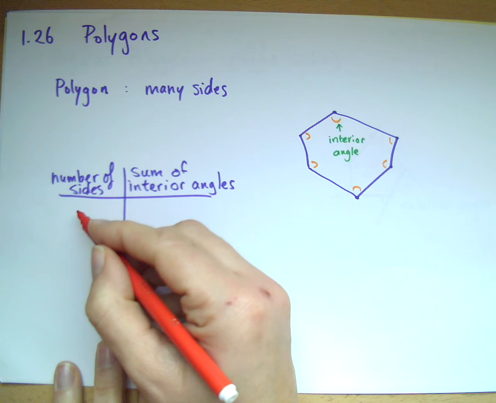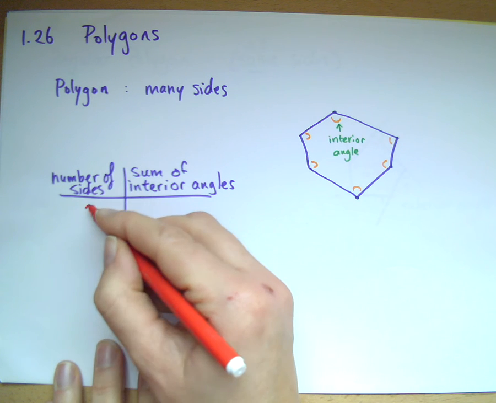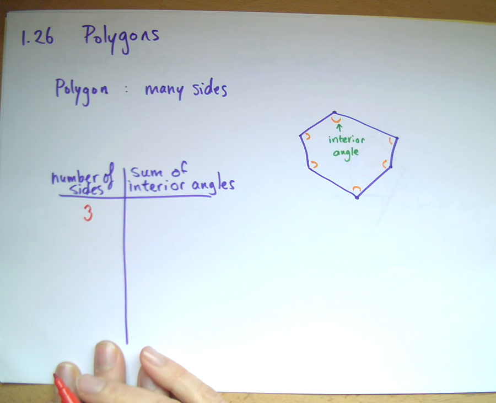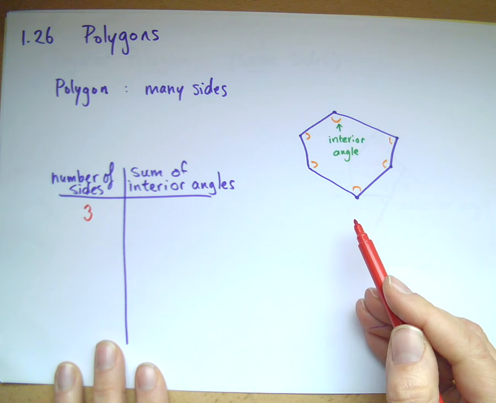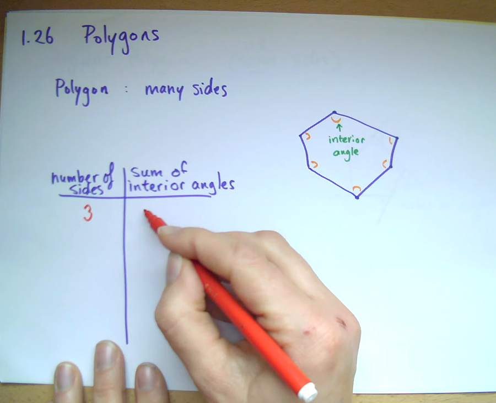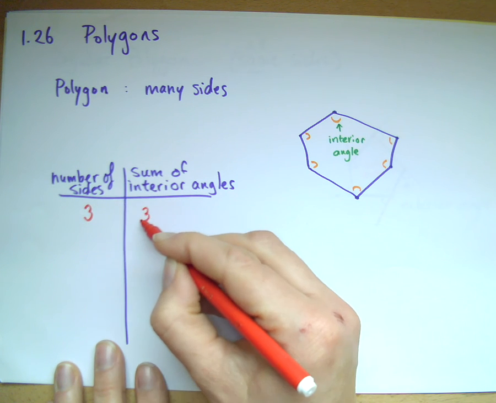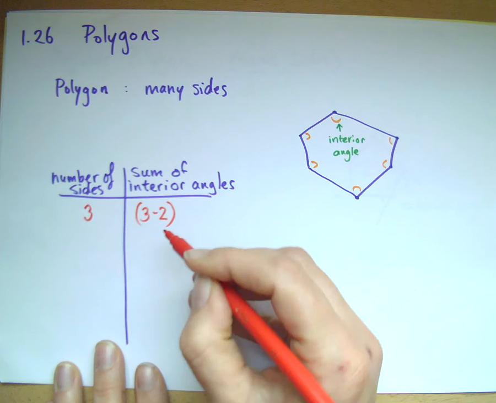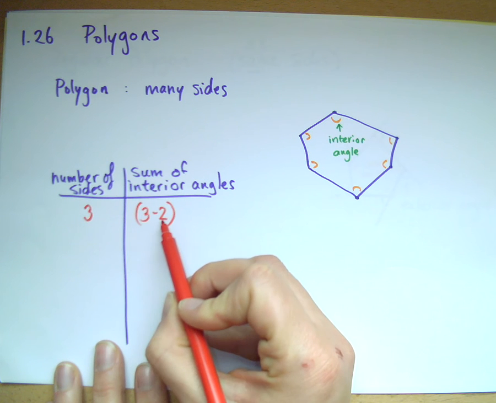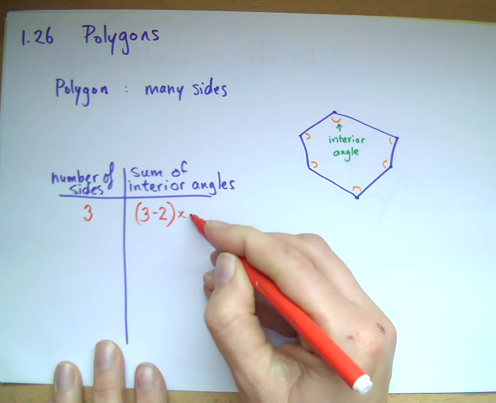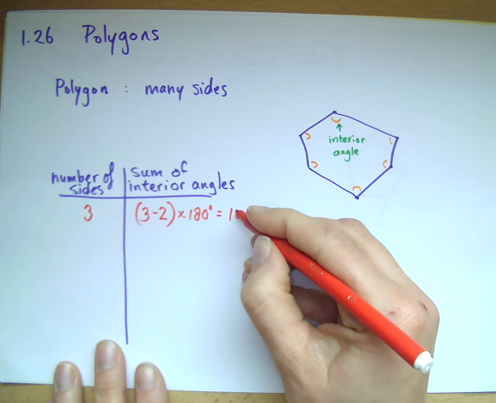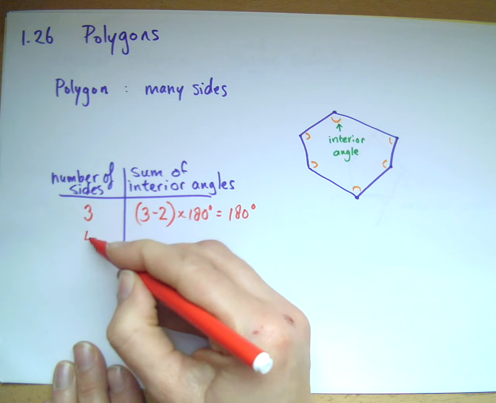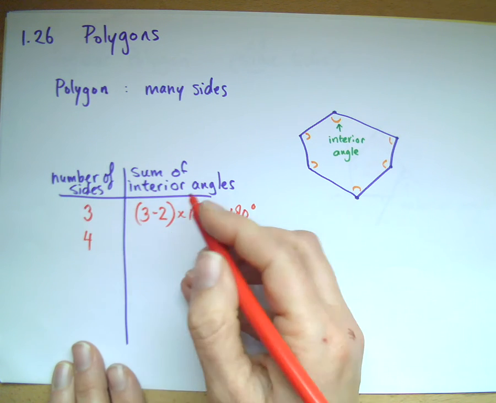What you need to remember is that when a polygon has three sides, that's a triangle, right? And we know that the sum of the interior angles in a triangle is 180 degrees. So it's the number of sides minus 2, times 180 degrees. This is that formula that you learned. This is actually 1 times 180, right?